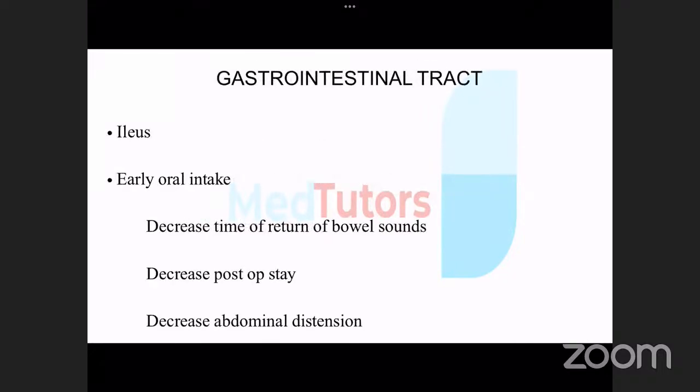For the GI, you can have ileus, because especially after prolonged obstructed labor, there has been electrolyte derangement from the obstructed labor, and then the surgery and bowel handling. Because of that, there will be paralytic ileus. There may be even some bowel distension sometimes. So in this case, you monitor closely and commence oral intake, because this decreases the time for the return of bowel movement, decreases post-operative stay, and also decreases abdominal distension. Next slide.